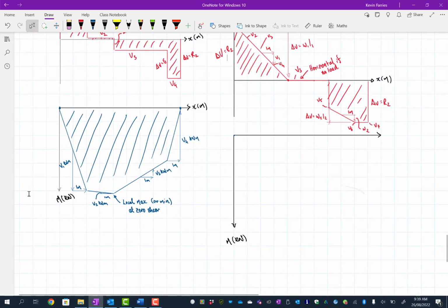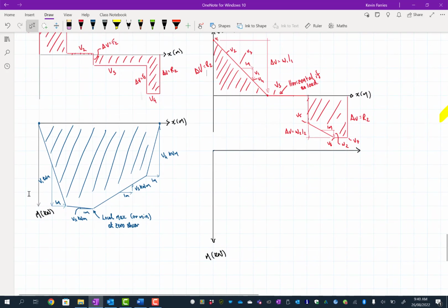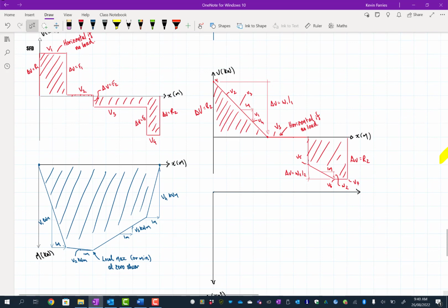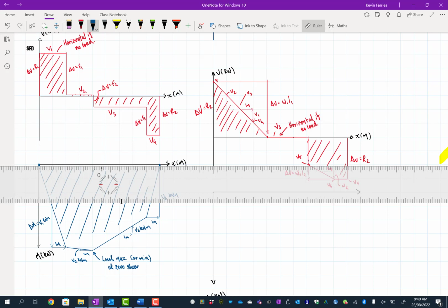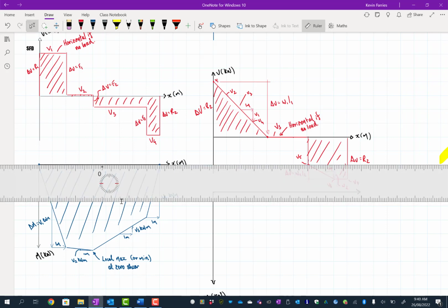And you can do the same thing. You can do it stepwise. You can think, how much would it change for every meter you go along? Well, it's just the area for every meter that you go along, and that would just be V1 times 1, which would be V1. So for each meter along, it changes by V1, and I should probably put delta M for each meter. But you don't have to do it that way. You could also do the whole thing in one go. So the main rule is that the change in the moment is equal to the area under the shear force diagram.